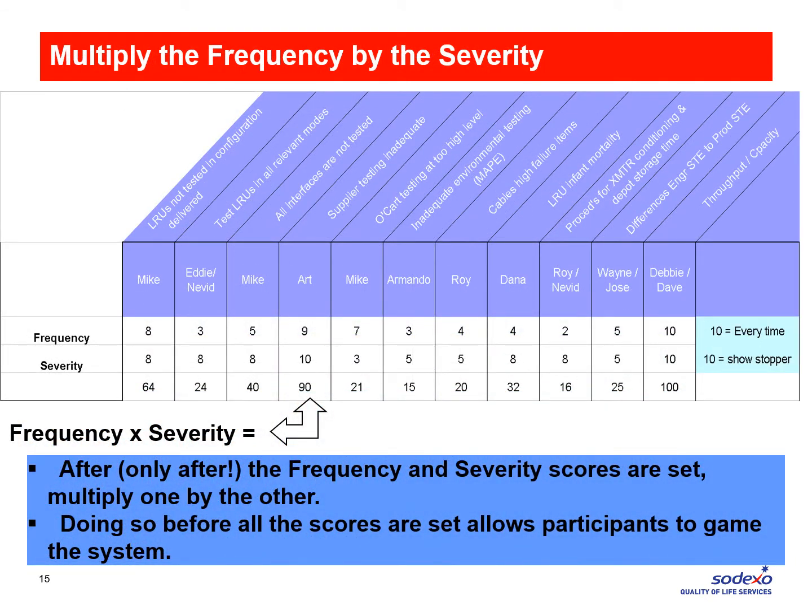After, only after, you've done the frequency and severity and gone through it again and decided on the numbers, you add another row and you show the frequency score multiplied by the severity score. So 8 times 8 is 64, 3 times 8 is 24, and so forth. And that new number, some people call the risk priority number. And that's the number we use to prioritize the ordering of the faults. So you can see we have a 100 over here. That's Debbie and Dave's fault called throughput/capacity. And that looks like it's going to be number 1.